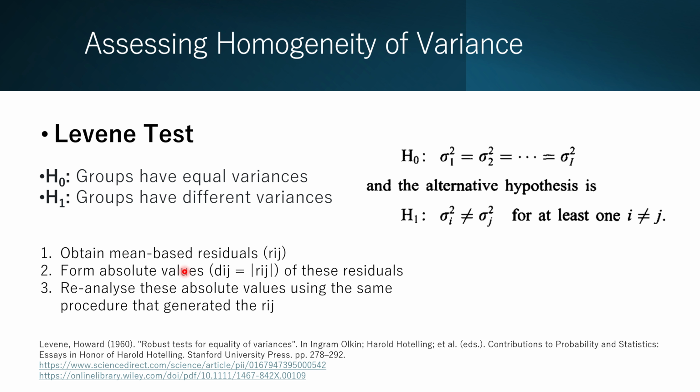Here is how it's calculated. Compute the residual from each group's mean, take the absolute values of those residuals, and then run an ANOVA on these absolute values. If the resulting F test is significant, we conclude that the group variances are different. The method was proposed by Howard Levene and is widely used because it is robust to non-normal data.